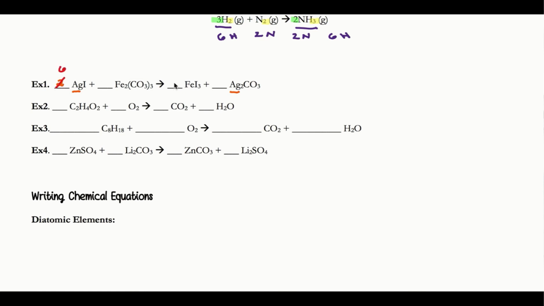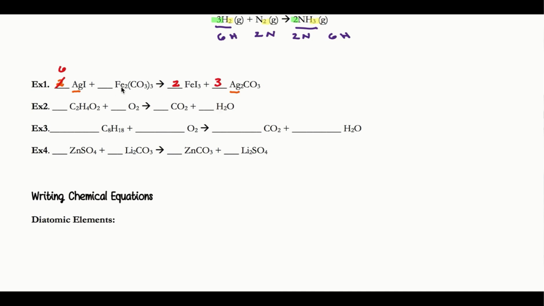I'm going to make this, in order to make 6 iodides, I'm going to make this a 2, because 2 times 3 is 6. Okay? Let's go back and see what I messed up this time. I have 6 iodides, I'm good. Now I have 6 silvers, and on my product side I only have 2 silvers. So what I'm going to have to do is put a 3 in front, and that'll give me 6 silvers. So I'm good there.